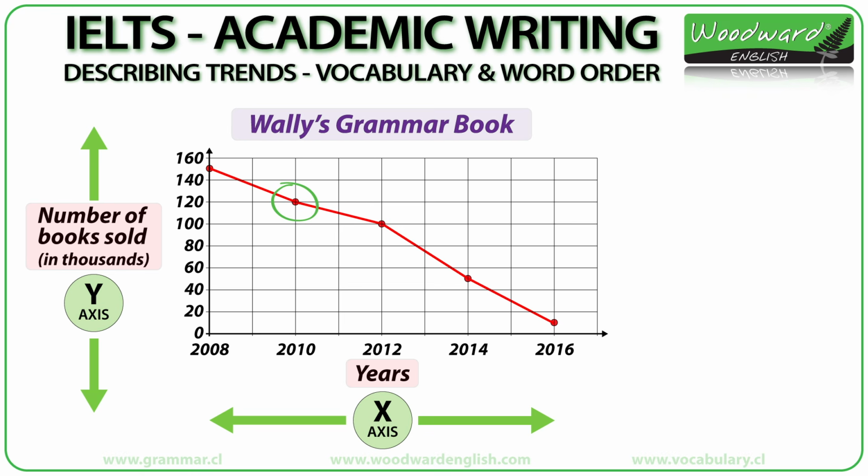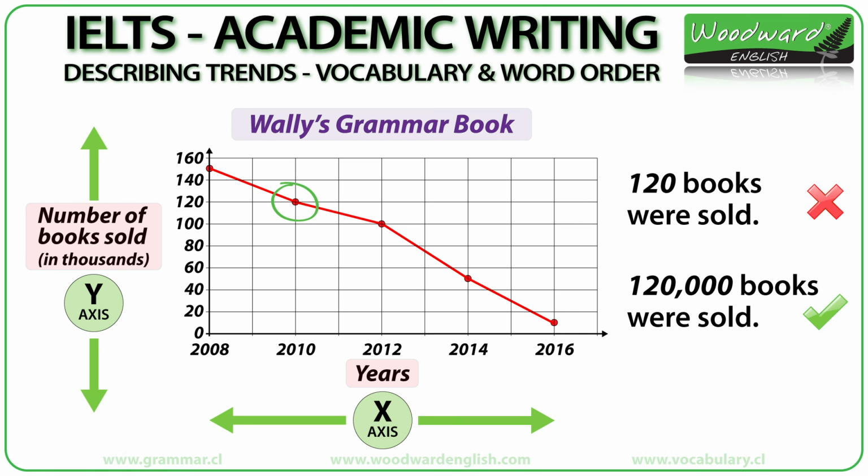If you say in 2010, 120 books were sold, this is wrong. Why? Because 120,000 books were sold. This information appears on the y-axis. The IELTS examiner will check to see if you have read and understood the information in the x and y axes.